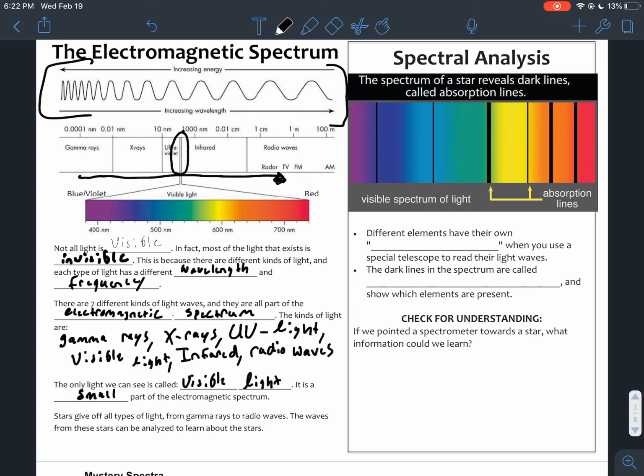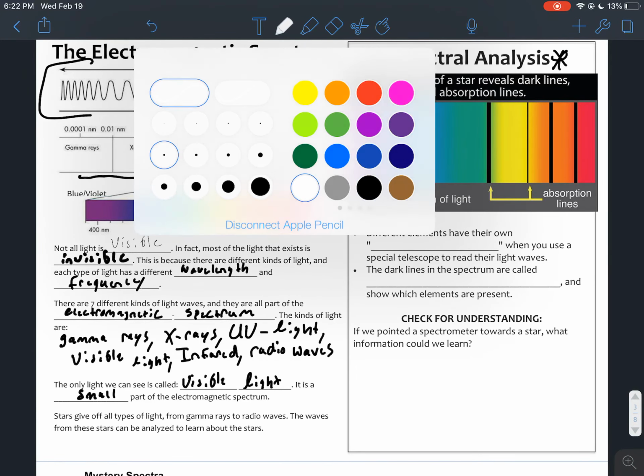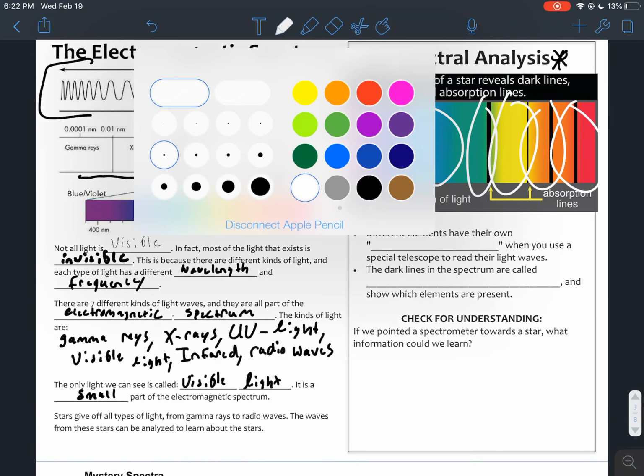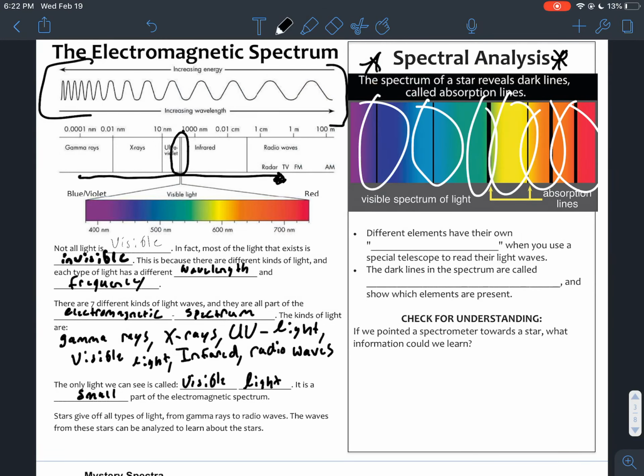All right? So now we're moving into the spectral analysis part. That just means looking at these pictures and figuring out what they can tell us. The spectrum of a star reveals dark lines called absorption lines. So I'm going to switch to white. This is an absorption line. This is an absorption line. This is. All those are absorption lines. And that just means that the star is not giving off that type of light. And scientists know certain things based off what light's coming off of it. You can tell tons of stuff about stars, all right?